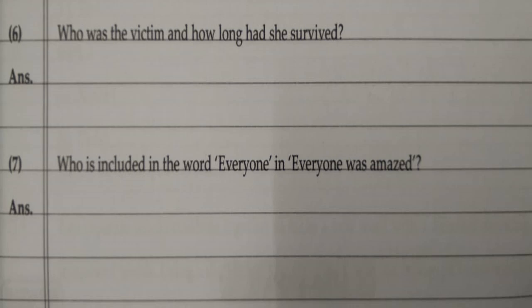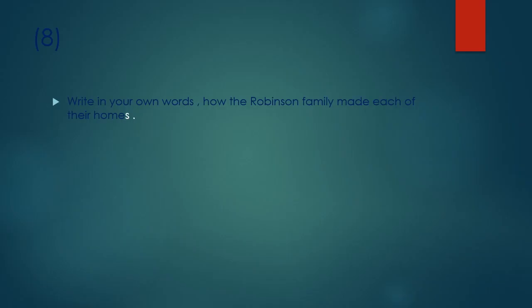So, I suppose you have got the answers and many must have written the answers while I am discussing them. Okay, we'll move on to question number 8 now. See question number 8 from English workshop, and this is the last question of question number 7 and the 8th one. And what is this question? Write in your own words how the Robinson family made each of their homes.